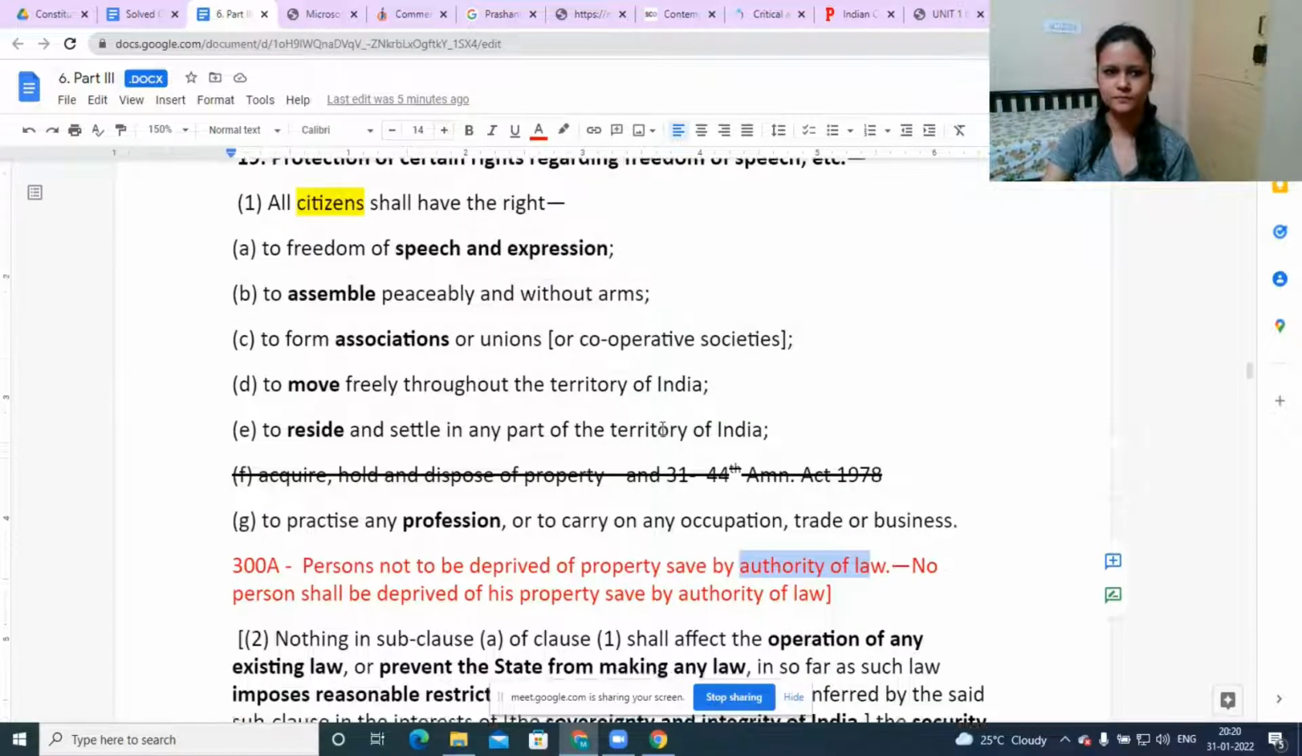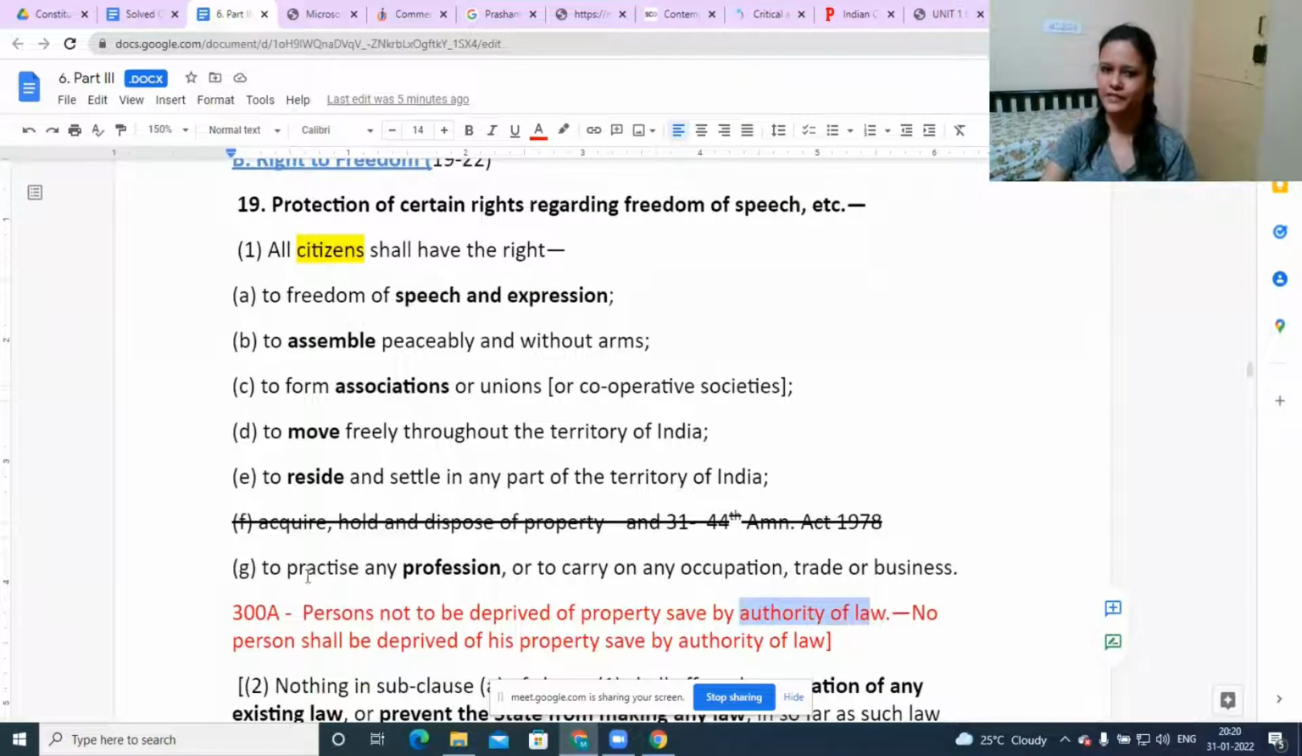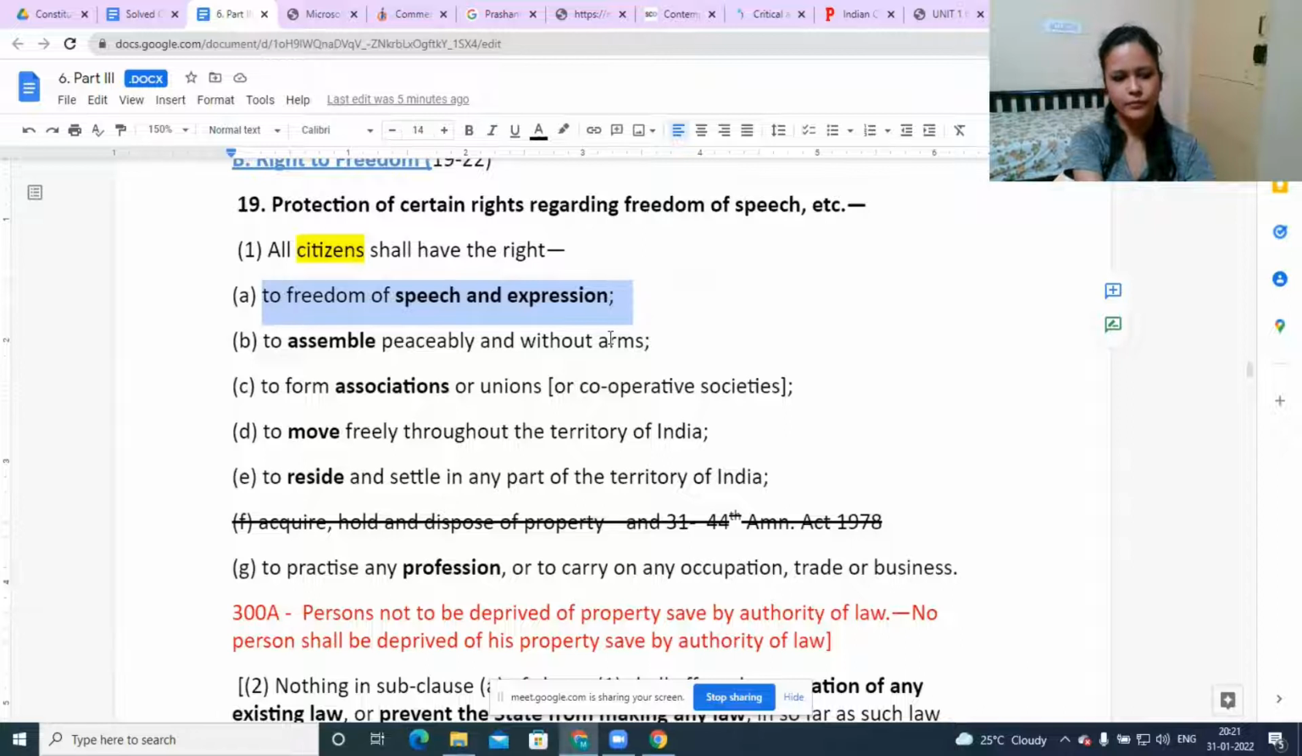So as of now, we have 6 different classifications of fundamental rights. The first one is that all citizens have the right to freedom of speech and expression. So what is this right all about? Freedom of speech and expression. The right to express one's opinions. Correct. So what else is included or implied by this right?